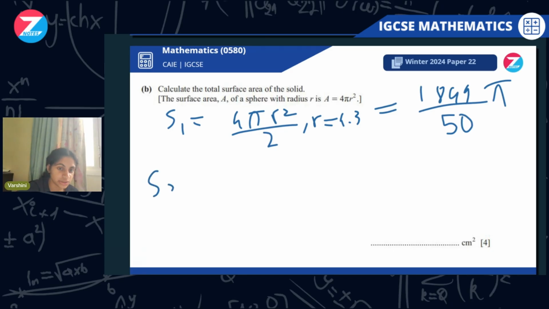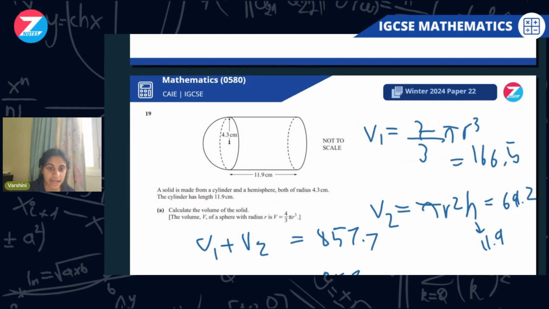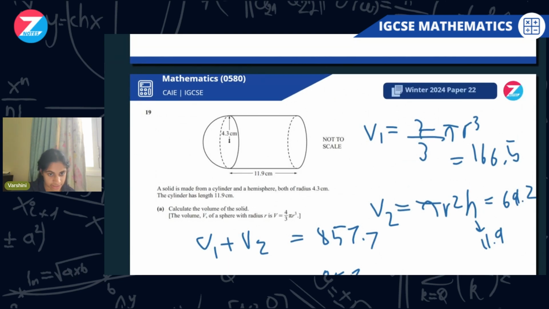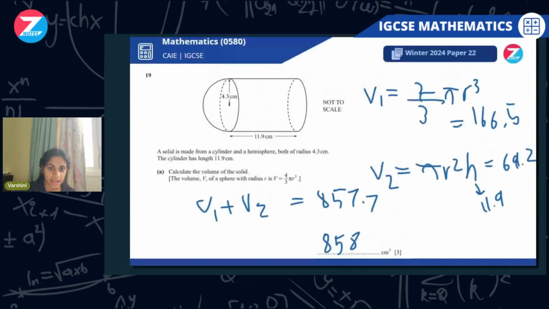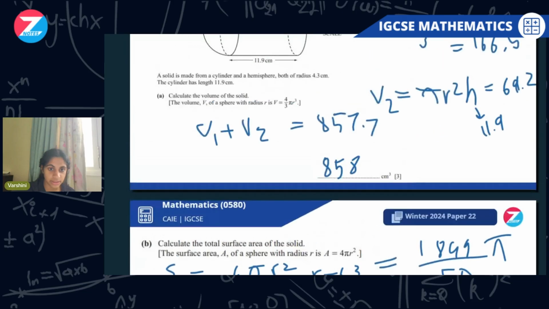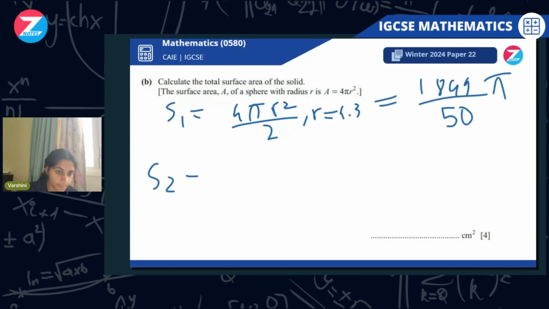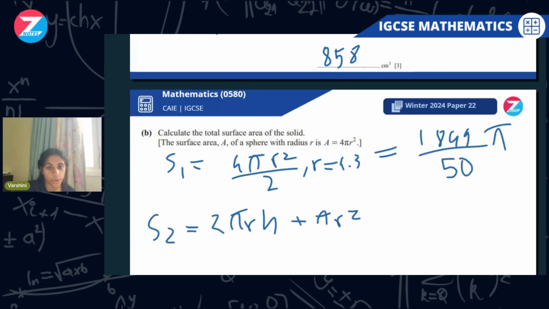So now we want S2 of this. Remember, we don't want the entire surface area of the cylinder because this top part won't be there. All that's going to be on the outside is the top of the hemisphere, the cylinder, and the bottom circle. So to calculate S2, it's going to be 2 pi r h plus pi r squared, and this is going to be the bottom circle. We don't have the top circle.